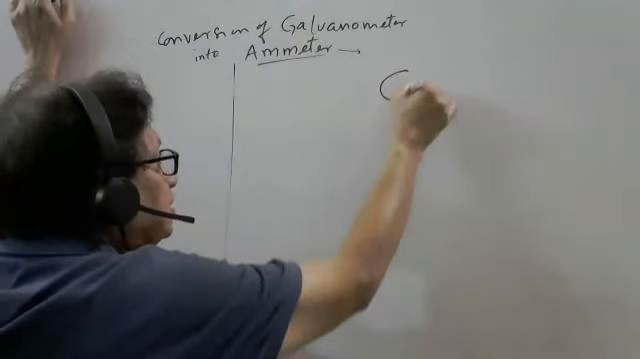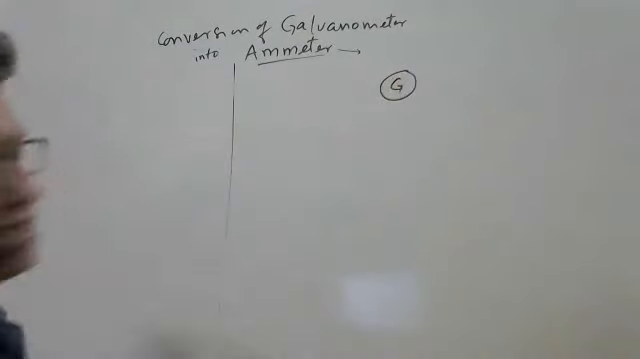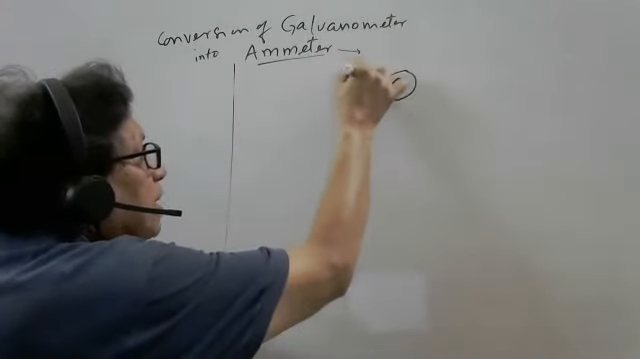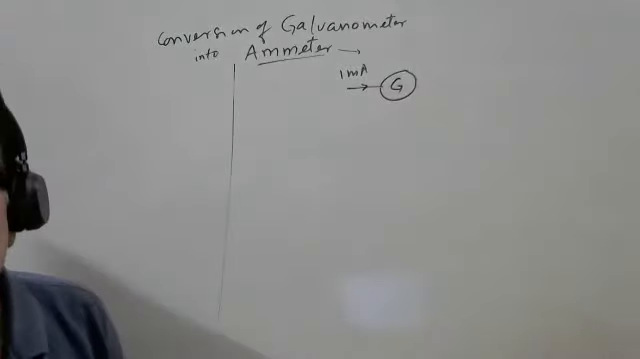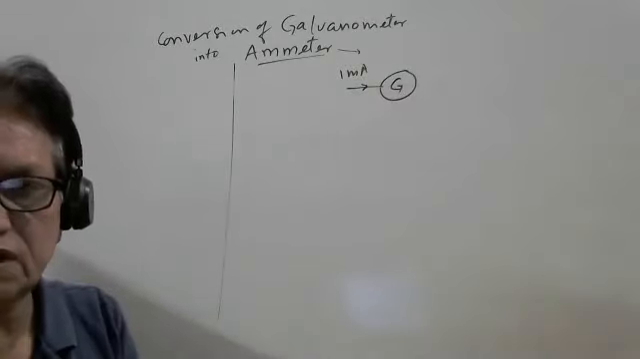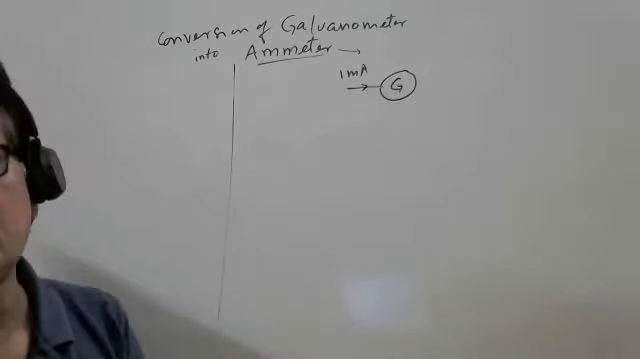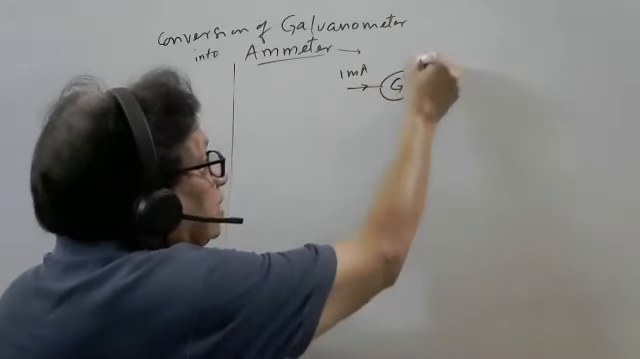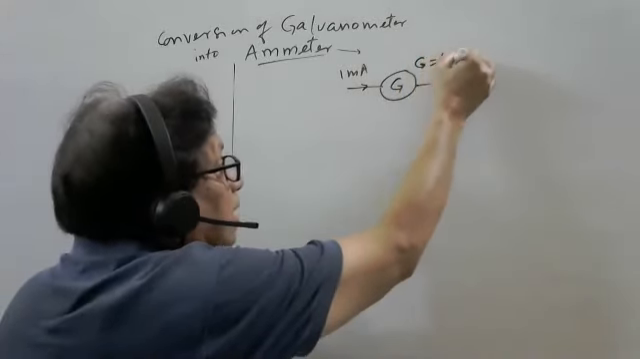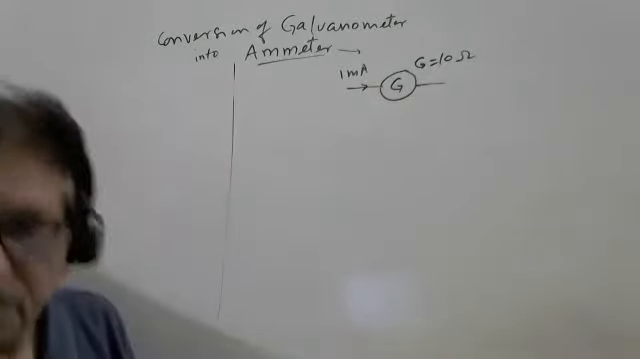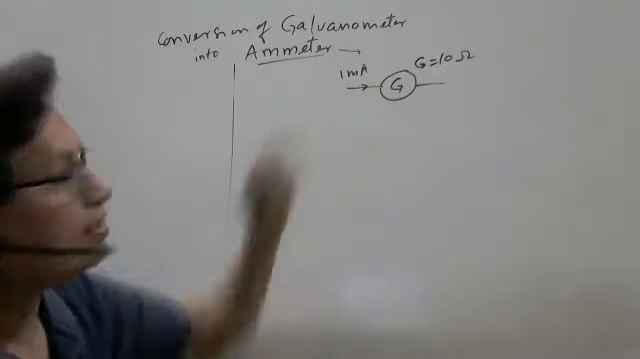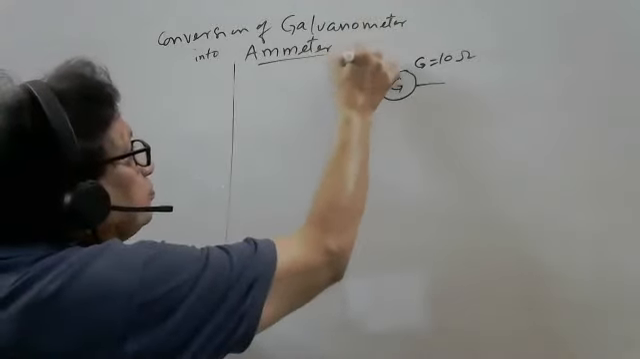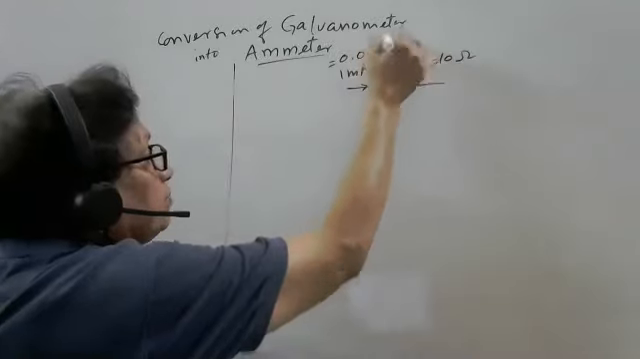Here, let us discuss. This is our galvanometer. It's giving you 1 milliampere current. I am taking the numerical problem just to give you a clear picture, theory also and numerical also, side by side. So this is the galvanometer whose resistance is, let's say, 10 ohm. And 1 milliampere means it is 0.001 ampere. And what is the voltage?